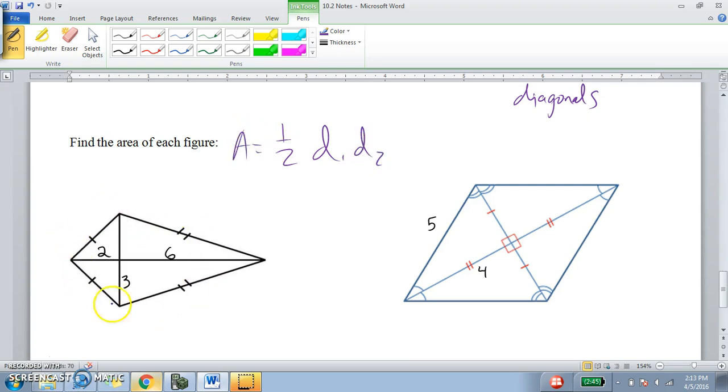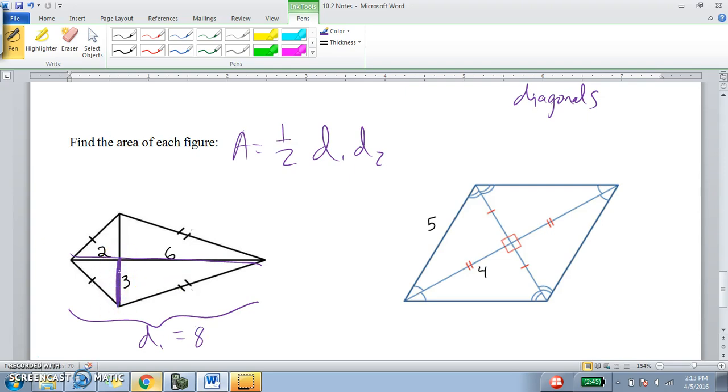So if we look at this kite right here, we know these 2 sides are the same, these 2 sides are the same. It gives us certain pieces of the diagonal. So this we could call diagonal 1 from here to here. It says this piece is 2, this piece is 6, but I want the entire piece. So I just add those together. 2 plus 6 is 8.